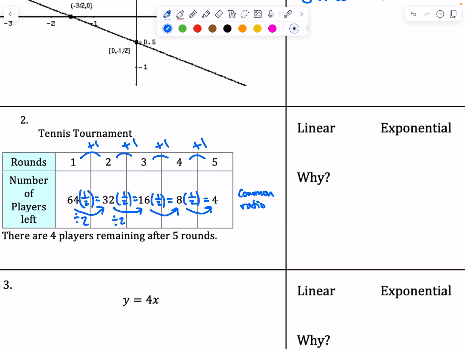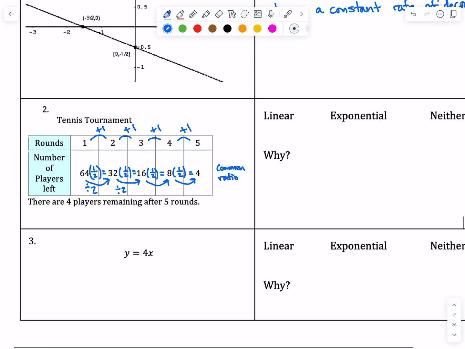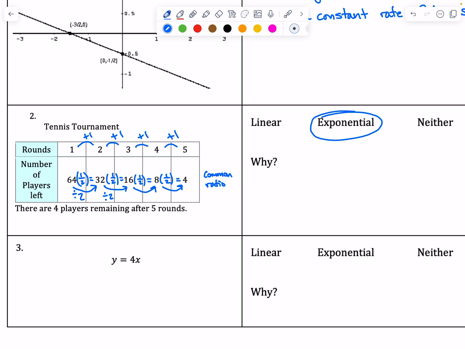So this has a common ratio for the consecutive y values. So let's write that over here. So it definitely looks like this one is exponential for that reason. So between each y value, consecutive y values have a common ratio of 1/2.